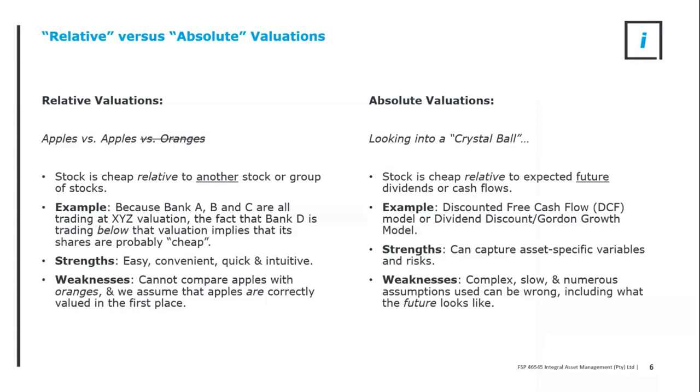So jumping into valuations, there are two major buckets of valuations. There's relative valuations versus absolute valuations. And relative valuations are really comparing apples with apples. It's saying that this stock is cheap relative to another stock or groups of stocks.